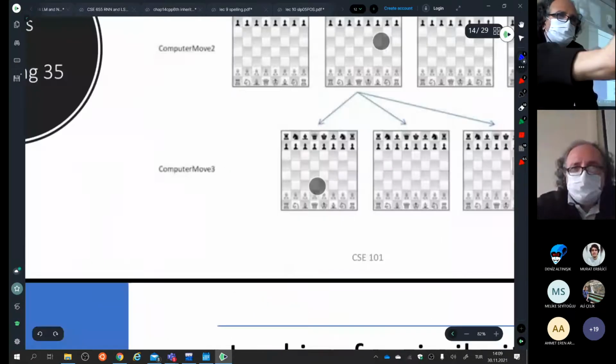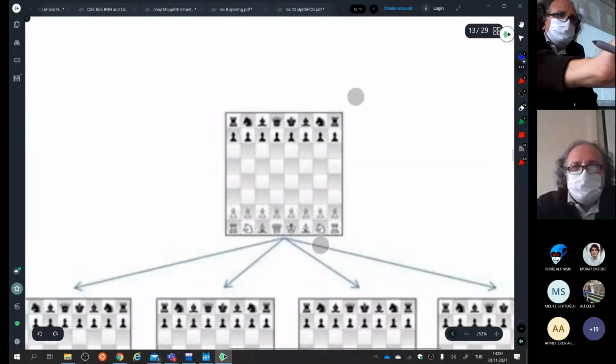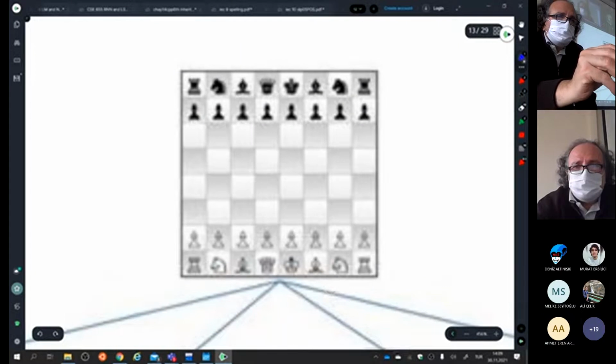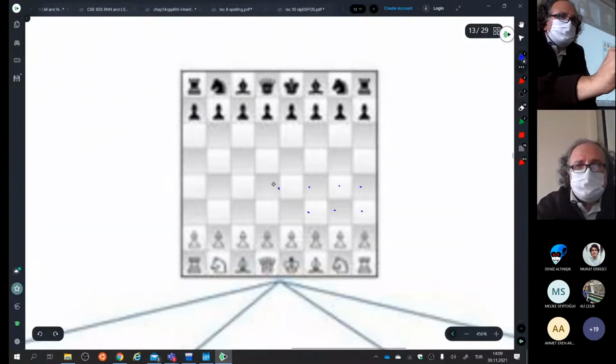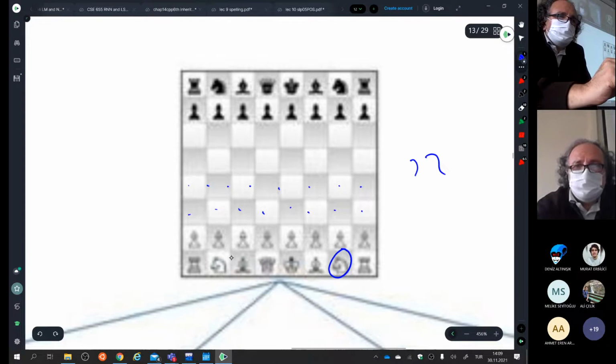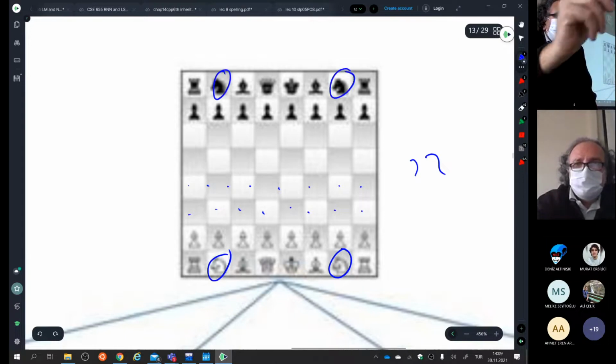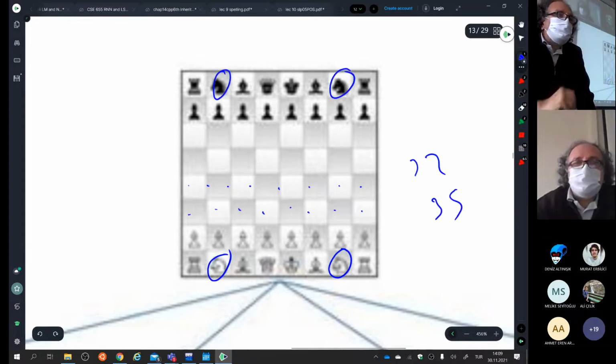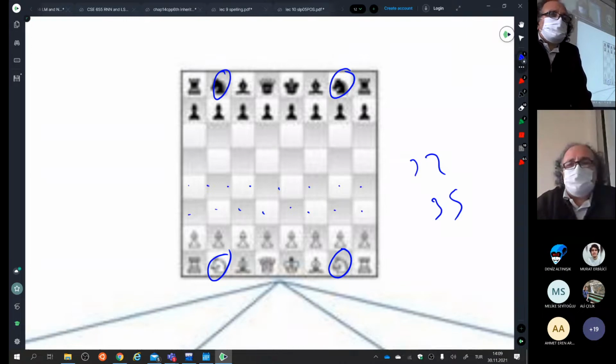Let me show you. Okay, here is chess. At the beginning, how many possibilities are there? 8 pawns are here, right? So 16, 32, and the knights. So the average branching factor for chess is 35. There are 35 possibilities at every move, okay?